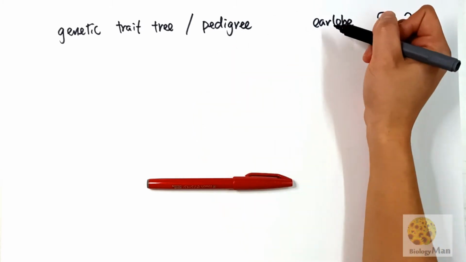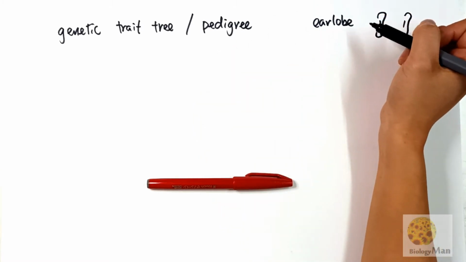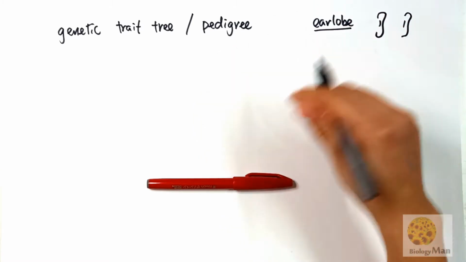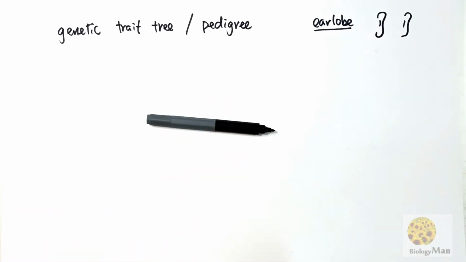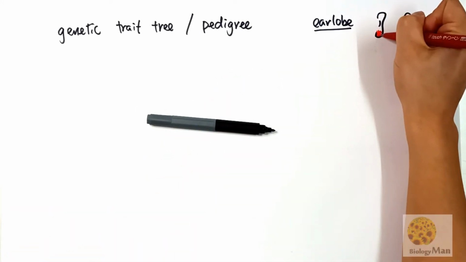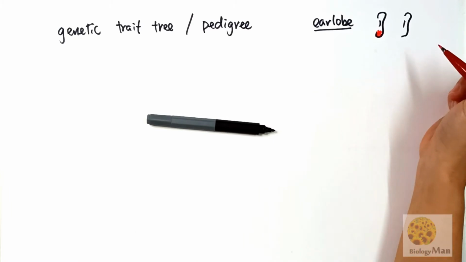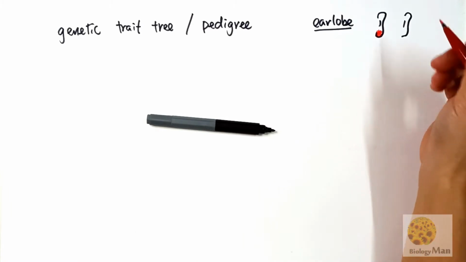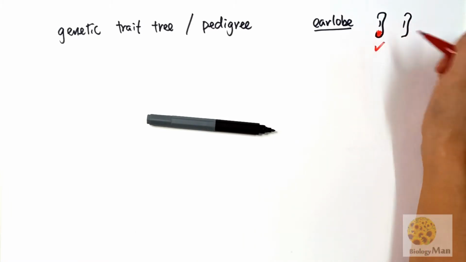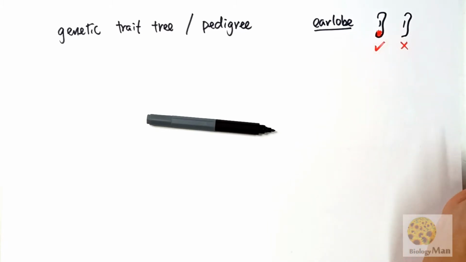In this video, I will select a particular trait, that is the earlobe of humans. What is an earlobe? Earlobe is this structure in the ear. In terms of earlobes, there are only two types of individuals. Some of them got earlobes and some of them don't have earlobes.